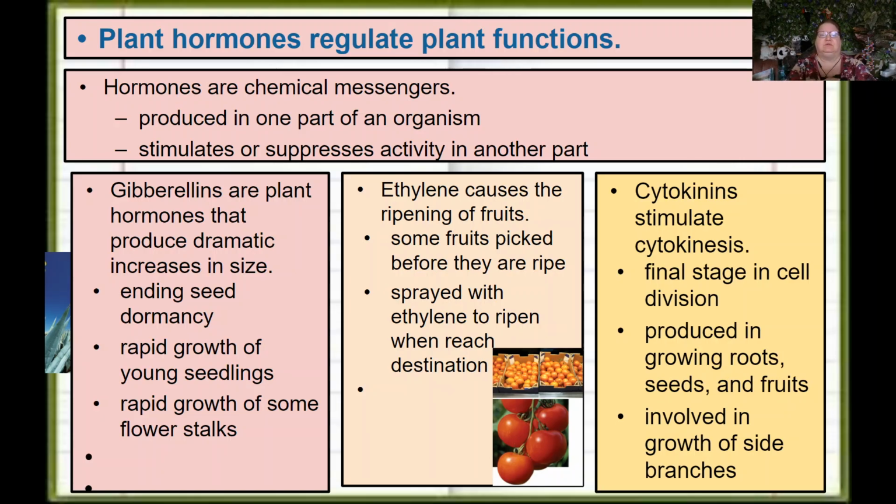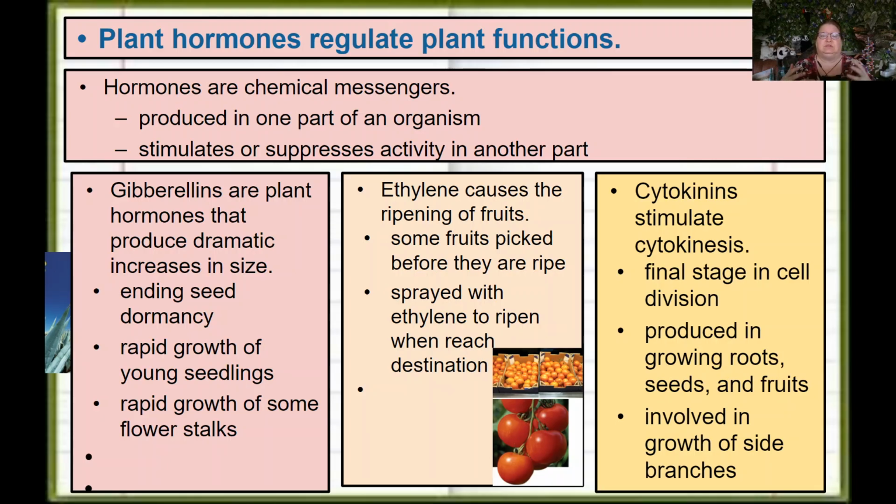Now, plant hormones are going to operate in a similar fashion. They're made in one part of the plant, but they're not distributed by blood or by any other means like we would think of. They often diffuse or are actively transported to another part of the plant. And what they're going to do there is either stimulate or suppress an activity.